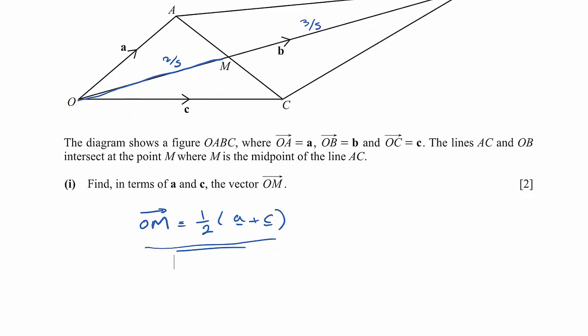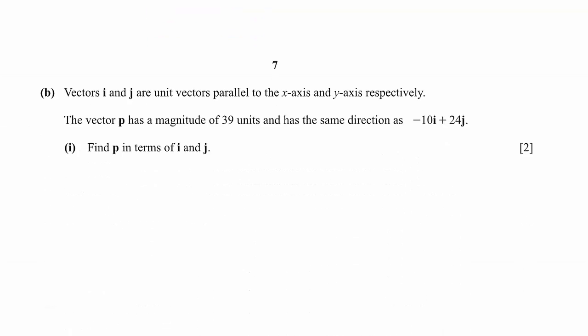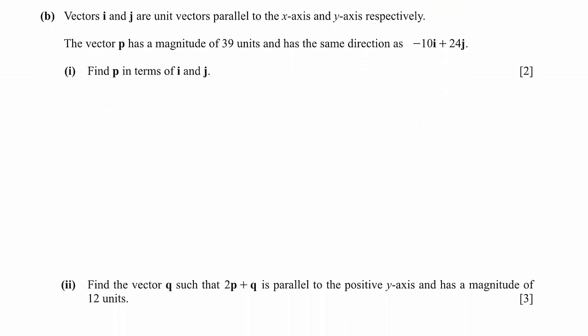Okay, so moving on. I think that the next part of the question doesn't refer back to this. Let's have a look. Yeah, so we've got vectors i and j are unit vectors parallel to the x-axis and the y-axis respectively, so the usual definitions of i and j. The vector p has a magnitude of 39 units and is in the same direction as negative 10i plus 24j. Find p in terms of i and j.